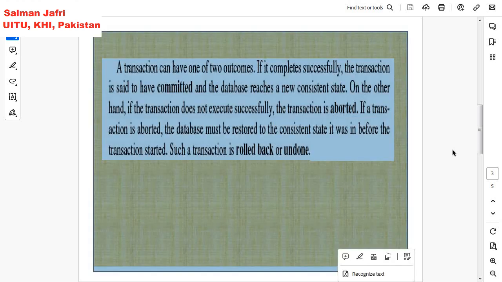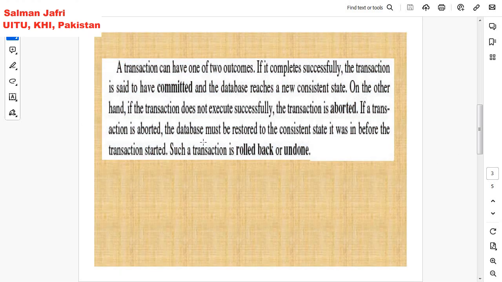So what happens if the transaction is aborted? If a transaction is aborted, the database must be restored to the consistent state it was in before the transaction started. And we call such a feature rollback or undone. Okay. So in our example of account A and account B, if account A was decreased by rupees 5,000 but account B was not increased by 5,000, if we roll back the transaction or abort the transaction, what should it do?